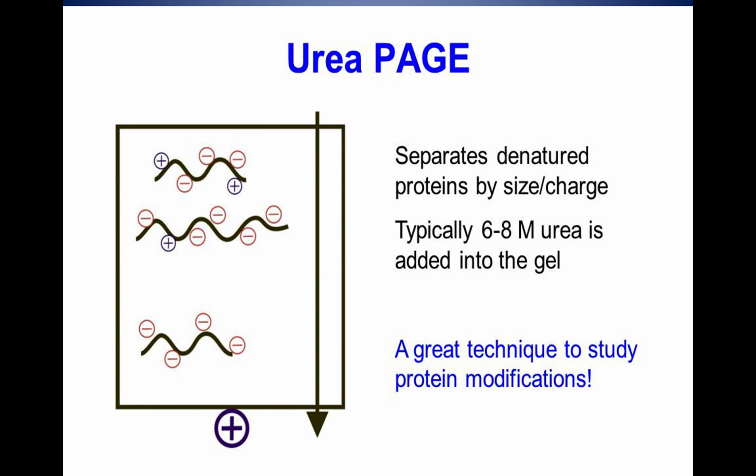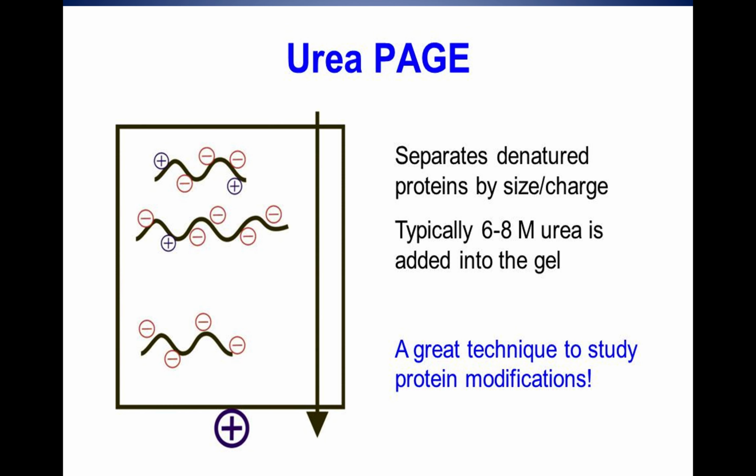Alright, so the third type of PAGE is urea PAGE. It is done to separate denatured protein by size and charge only. So you don't really care about the size over here, and of course when you run urea PAGE you actually know your protein very well, so it is only done for targeted protein. Usually the concentration of urea used is around 6 to 8 molar, which is quite high, and this is actually a great technique to study protein modification.